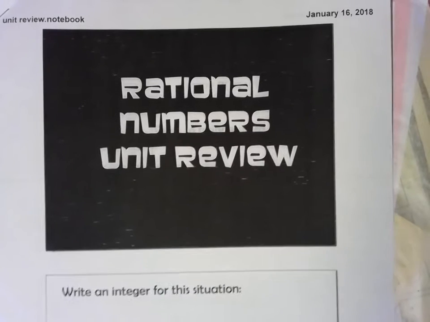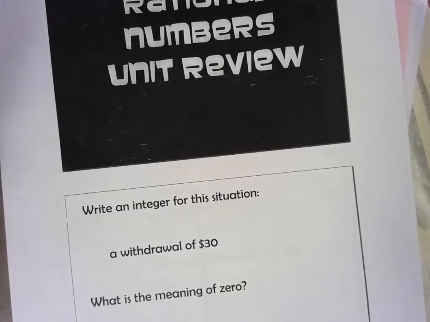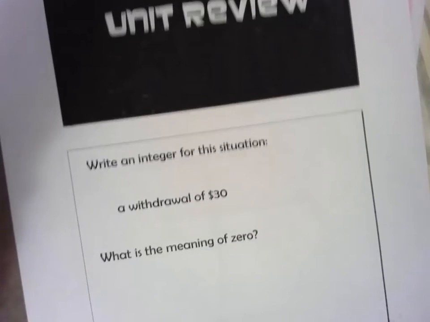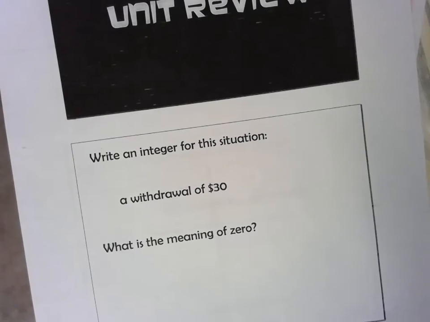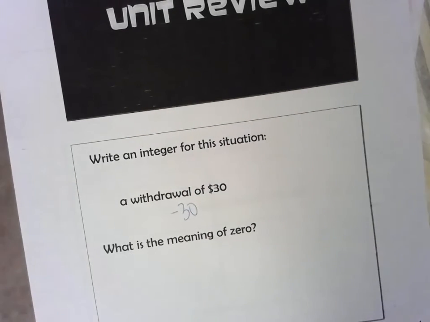So the first slide on the PowerPoint says write an integer for the situation. Now remember, an integer is any positive or negative number that's a rational number. So we're looking at positive and negative numbers for this. A withdrawal of $30. So you go to the bank and you take out $30 from the bank. The bank lost your $30. Well, they didn't lose it, they gave it to you. So the bank now has $30 less than they did originally. So this one would be a negative $30.